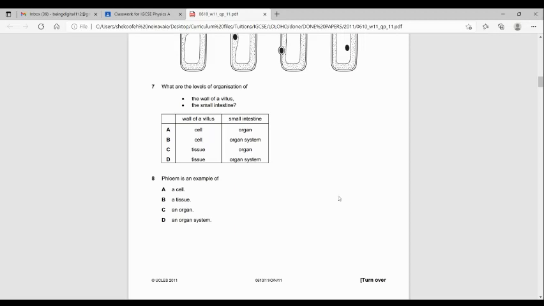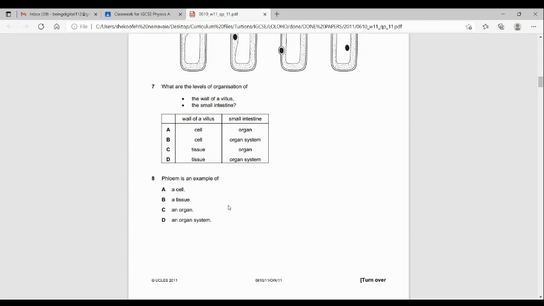And the small intestine is an organ. This organ is working with other organs. It belongs to one whole system, which is called the digestive system. So the digestive system consists of different organs and tissues, and one of them is the small intestine. So the answer should be C, tissue and organ.